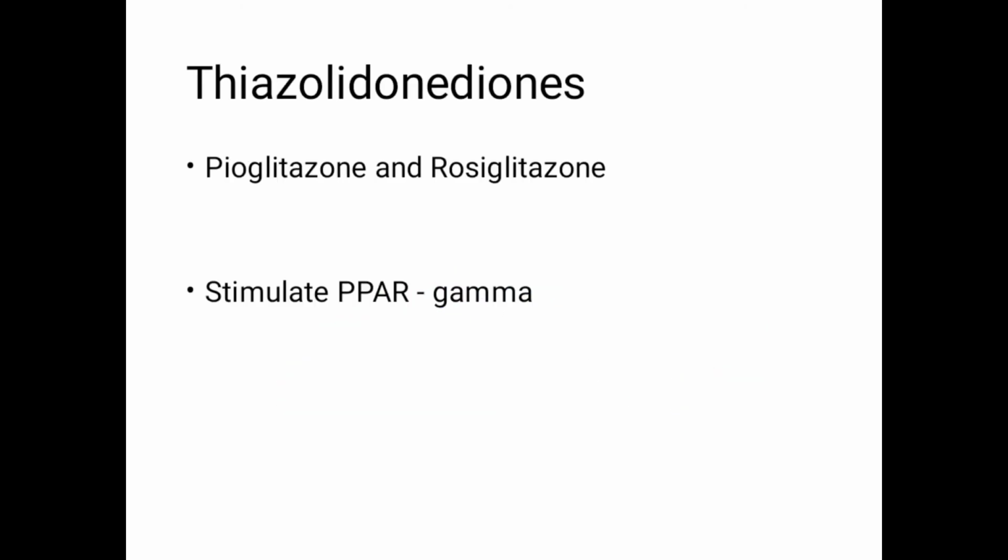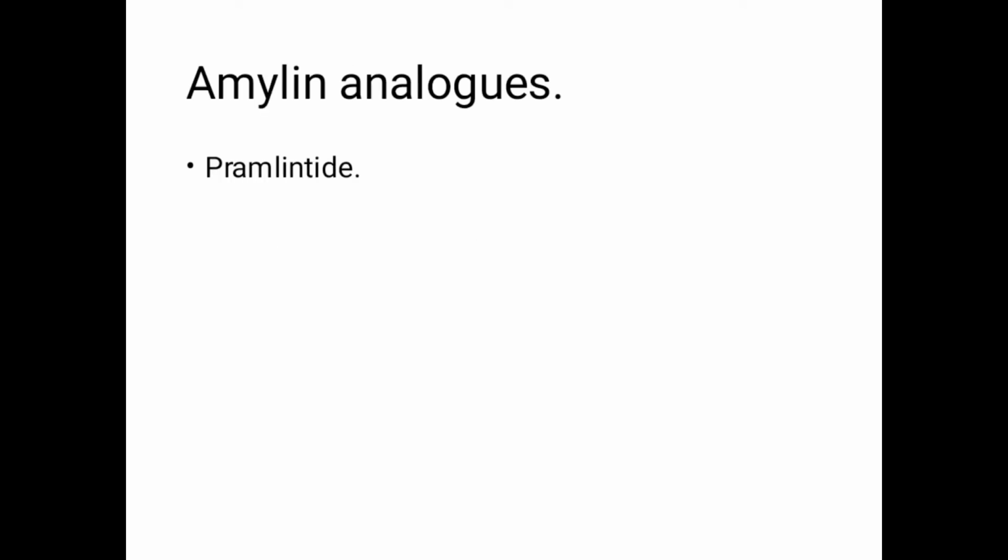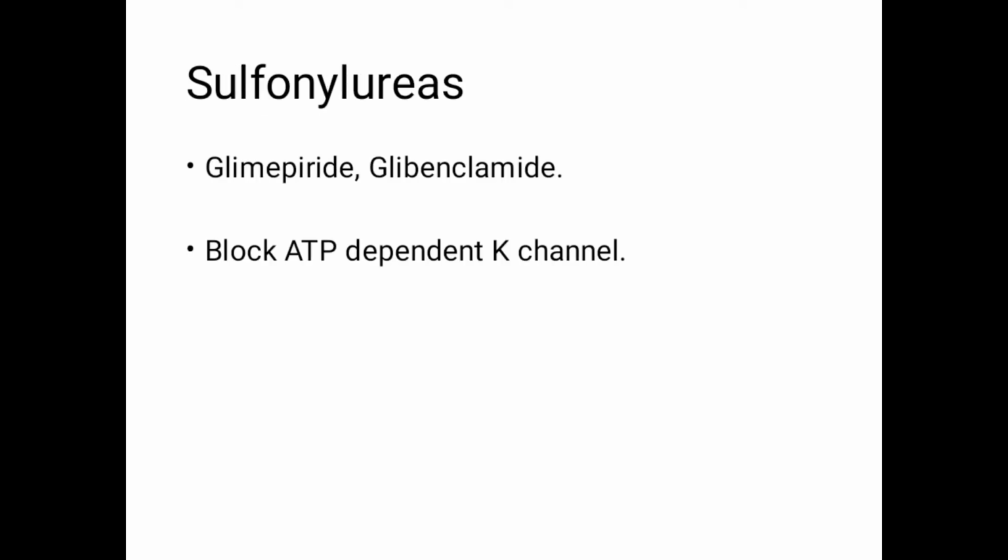We also have drugs such as thiazolidinediones, and these drugs stimulate peroxisome proliferator-activated receptor gamma, and this is a receptor that increases insulin sensitivity. So these drugs, pioglitazone and rosiglitazone, increase insulin sensitivity. Okay, we have sulfonylureas. Sulfonylureas have a similar mechanism to the glinides. So glimepiride and glibenclamide block the ATP-dependent potassium channels, leading to depolarization of the cells and increased insulin production.